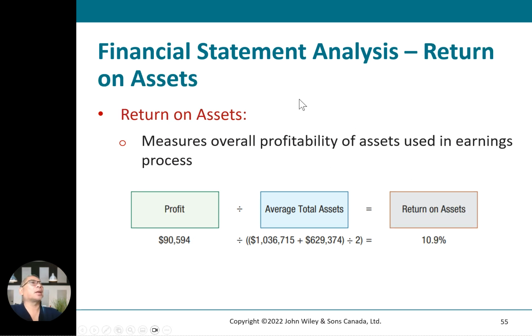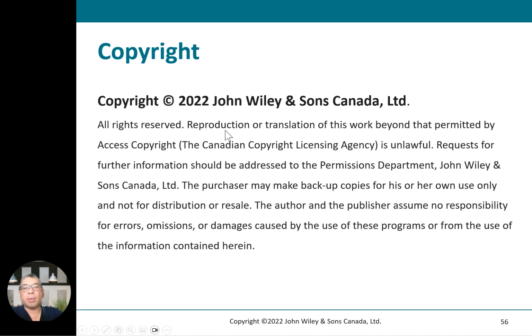Return on assets measures the profitability of assets used in the earning process. The logic is profit divided by average total assets equals ROA, return on assets. In particular, profit of 90,000 divided by total assets equals 10.9%. So this is basically the logic, closing the chapter on long-lived assets. And this is owned by Wiley Plus 2022. Okay, let's conclude this chapter.